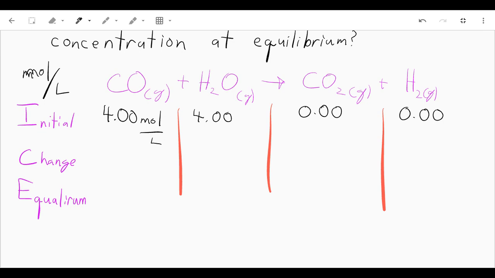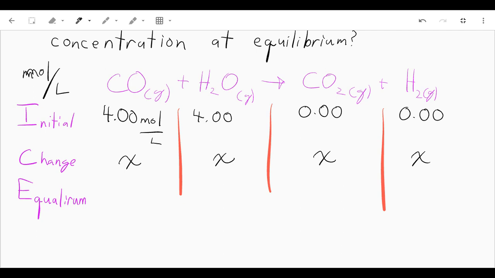Now, we don't know what the change is and we don't know what the equilibrium is going to be, but we do know that in this balanced equation, we have a 1 to 1 to 1 to 1 ratio between our 4 chemicals. So the amount that carbon monoxide and water decrease by is going to be equal, and so is the amount that carbon dioxide and hydrogen increase by. And in fact, all four numbers are going to be the same, the reactants will just be negative and the products will be positive. So we can represent this with a variable, and as we love when we're doing math, that variable is going to be x.